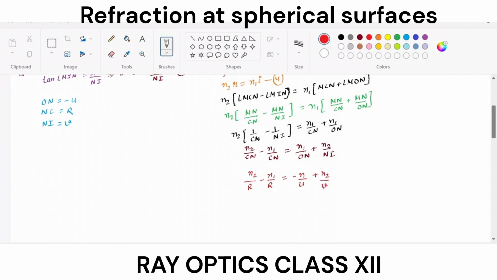So this we can write in the standard form: n2 upon v minus n1 upon u equals n2 minus n1 upon R. This is a very, very important relation for solving problems. So when do we use this relation? That is very important. If you are given the radius of curvature of a spherical surface along with the two different refractive indices, then you use it. Otherwise, we have two other options, which are 1 by v minus 1 by u equal to 1 by f. That's our lens formula. And we have the lens maker's formula also, that we will see after this.